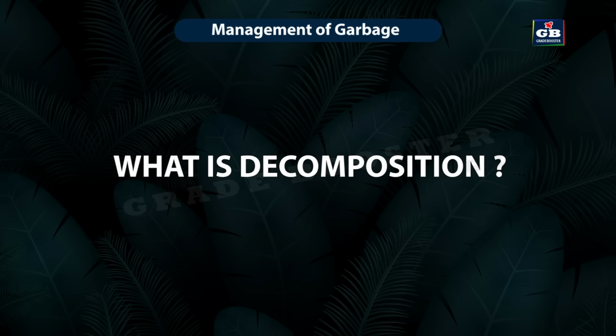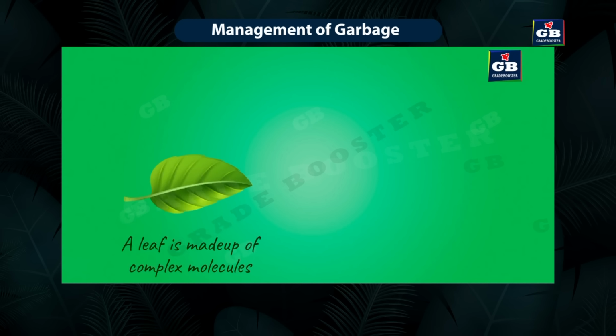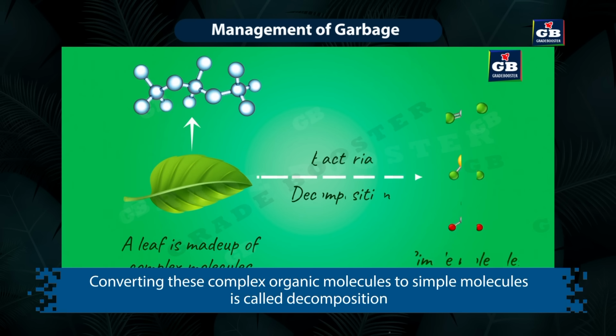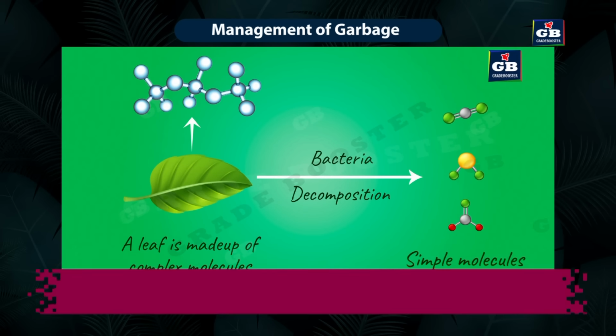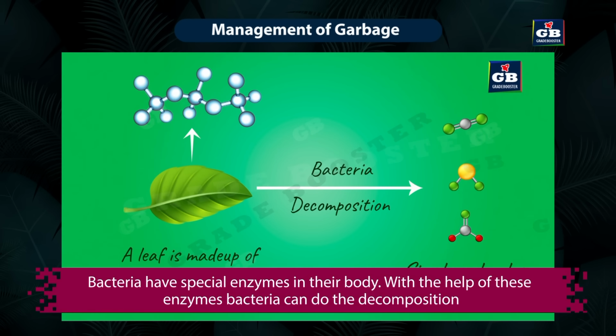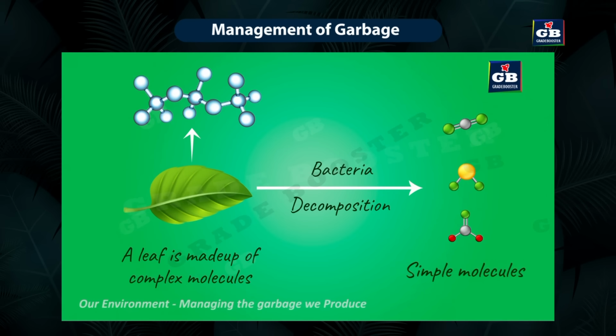What is decomposition? The bodies of living things are made up of complex organic molecules. Converting these complex organic molecules into simple molecules is called decomposition. Bacteria have special enzymes in their body. With the help of these enzymes, bacteria can do the decomposition. So bacteria can decompose the wastes and dead remains of plants and animals.